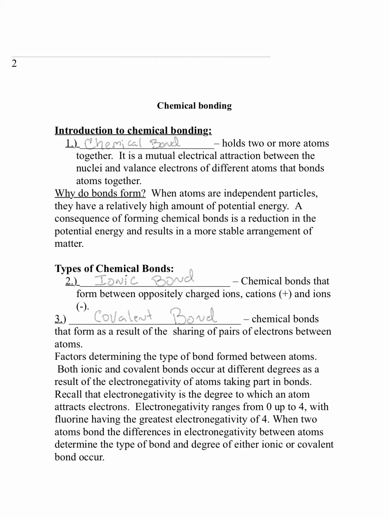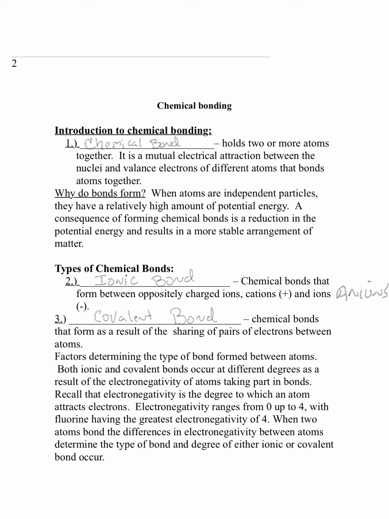Ionic bonds, which is a chemical bond that forms between oppositely charged ions, so cations, which have a positive charge, and anions. Over here it looks like I made a mistake. I should have said anions, which is a negative ion. Let me write that down there. So cations and anions, which have a negative charge. You have a positive ion and a negative ion that are attracted to each other in ionic bonding.